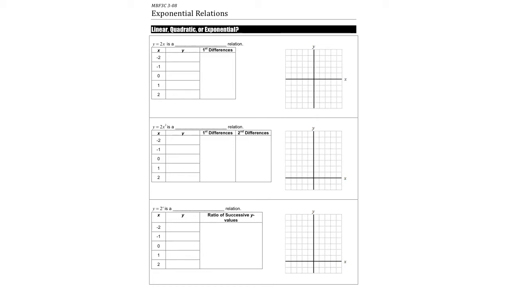So for the first part of this, I'm going to show you how you can tell the difference between a linear, a quadratic, or an exponential relation. So here I have three different equations: y equals 2x, y equals 2x squared, and y equals 2 to the exponent x. We're going to fill in the table of values for each, and then I'm going to explain how we can use the table of values to tell the difference between linear, quadratic, or exponential relations.